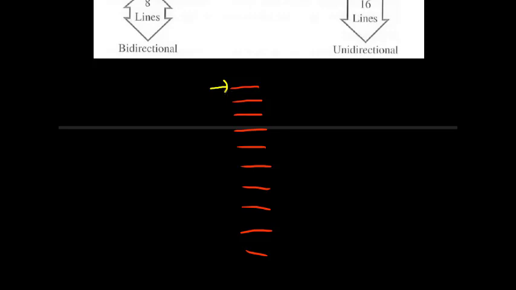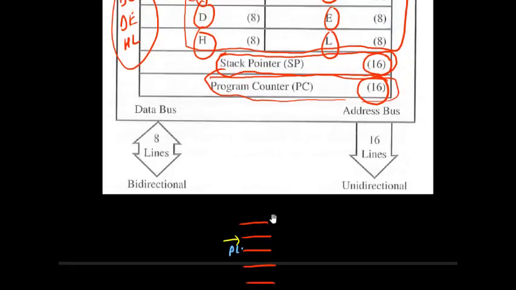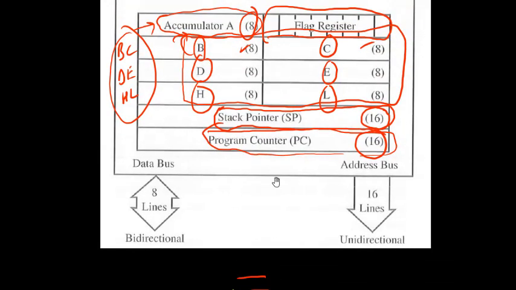When the processor is executing the first instruction, the program counter points to the next instruction. When the microprocessor comes to the second instruction, the program counter will point to the third instruction. In other words, the program counter is guiding the microprocessor from where to get the next instruction. So this is the use of the program counter.